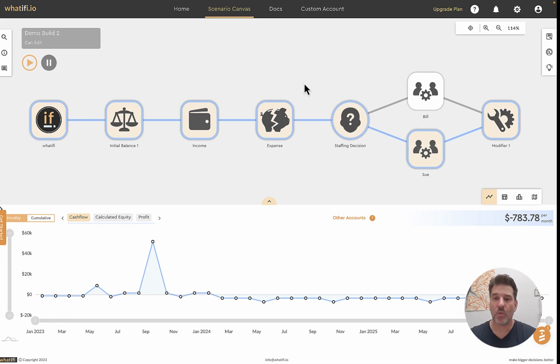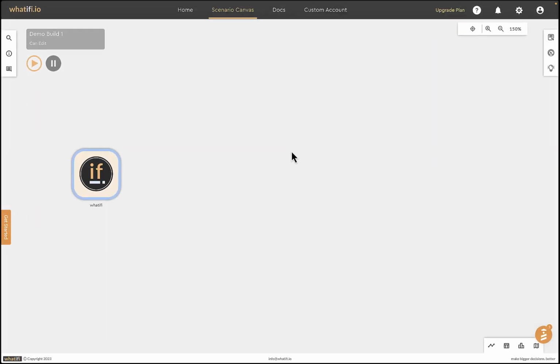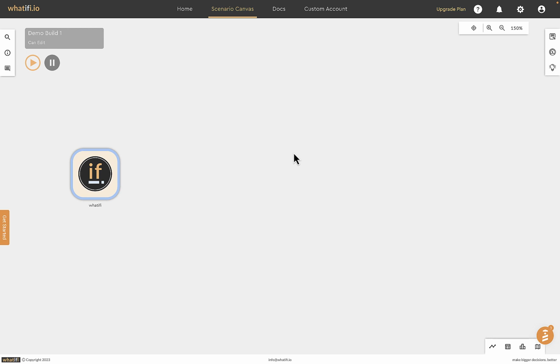So now that we understand how whatifi works, we're going to build a model from scratch. In this example, we're going to have an initial bank balance, 2 income streams, 1 expense, and then we're going to look at hiring 2 different developers. One is Bill and one is Sue. And then we're also going to add a modifier here to determine what happens if our revenue decreases in a future month. So here we have the infamous blank canvas.